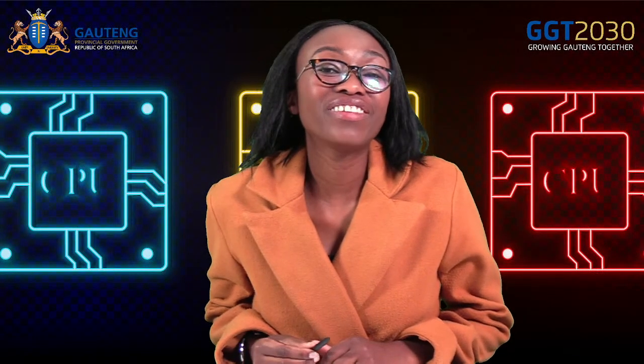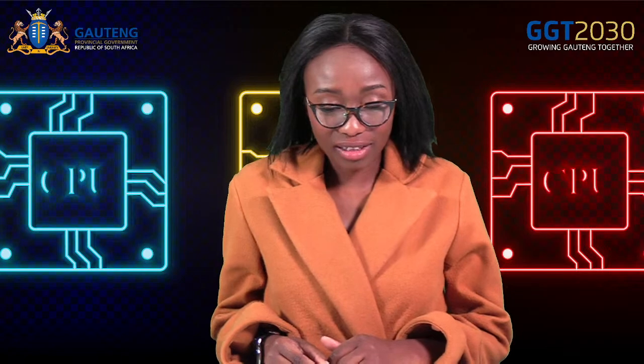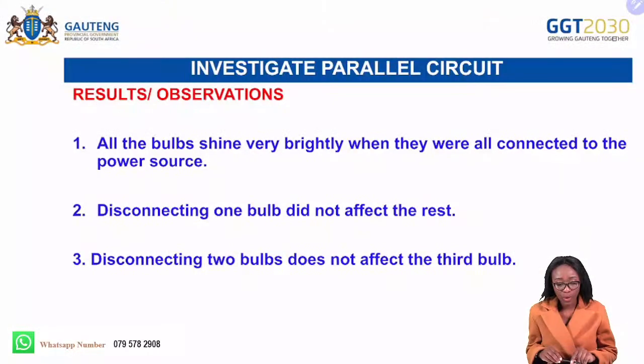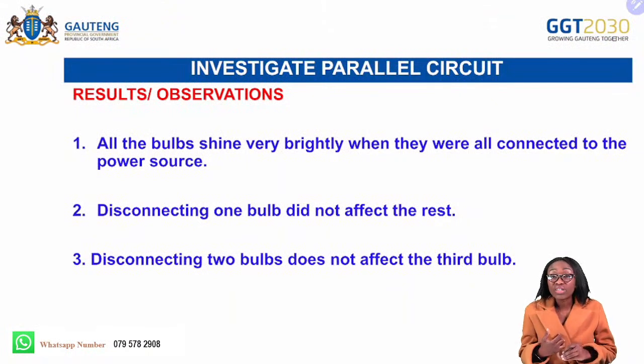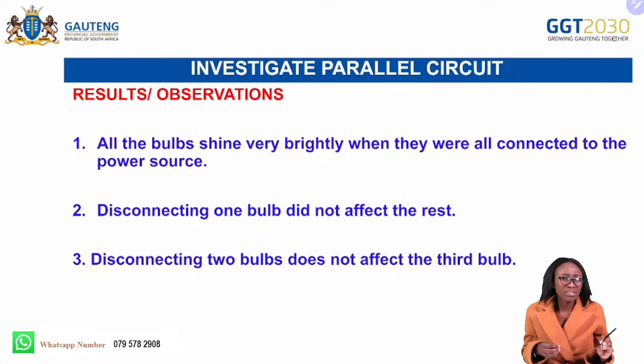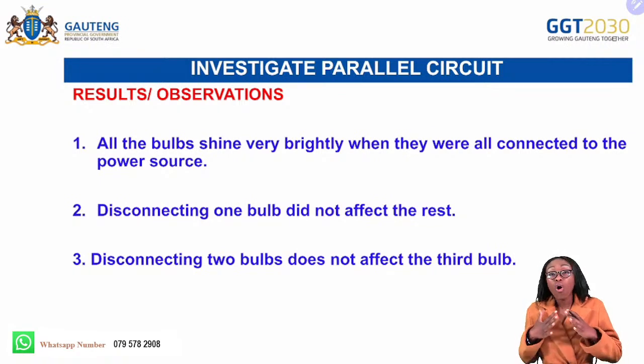Welcome back. Now let's see the results and observations. Observation number 1. All the bulbs shine brightly when they were all connected to the power source. None were going dim or going off. All of them were equally shining brightly.